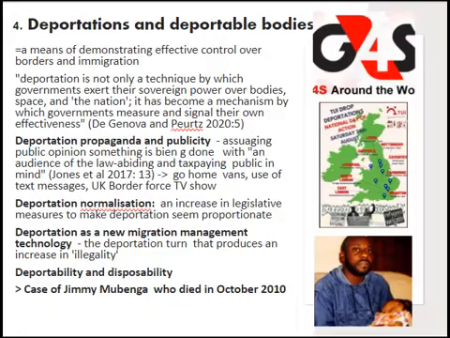A last area I want to look at in terms of the Home Office, the hostile environment and asylum is this question of deportations and deportable bodies. Since the 80s, deportations have been routinely drawn on in government rhetoric as a means of demonstrating effective control over borders and immigration. So a mechanism by which states measure and signal their own effectiveness, a way of showing something is being done.